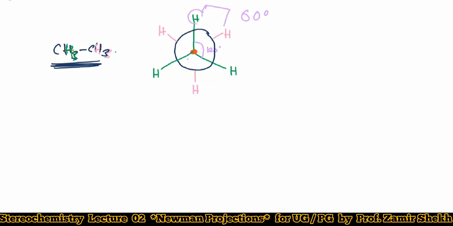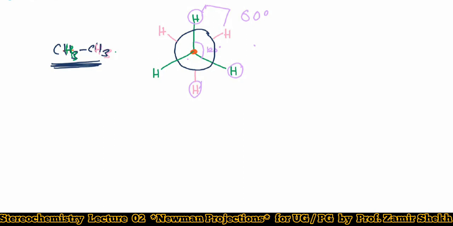Suppose this green and this green, we want to find the angle between them. It must be near about, it's more than, or about 60 degrees. And if you want to see the angle between these two hydrogens which are exactly opposite, it is 180. So we'll discuss the angle and how this will proceed now.